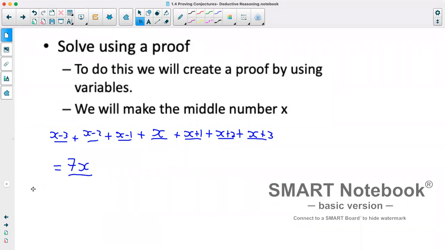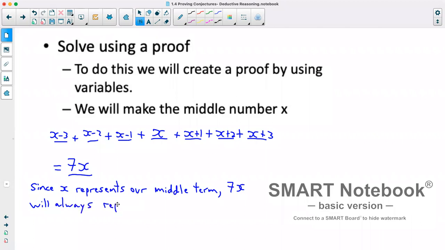And we can say something along the lines of, since x represents our middle term, seven x will always represent our sum of 7 consecutive numbers.